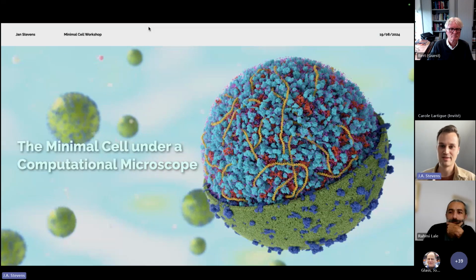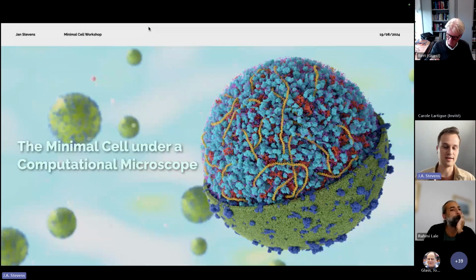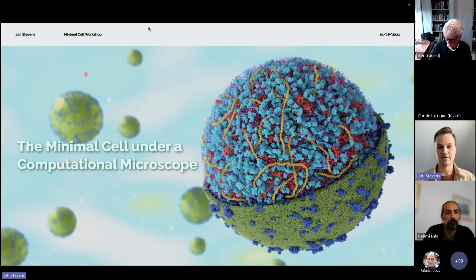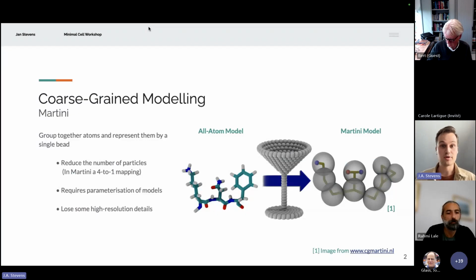I'm excited to see all the cool research that will be shown in the workshop, and I'll present any updates on the research that the group I'm in is doing about building an atomic level resolution model of the JCVI Syn3A. So in the group in Groningen that I'm part of, we mainly work on molecular dynamics simulations, which we use as a tool to study a large variety of biomolecules.